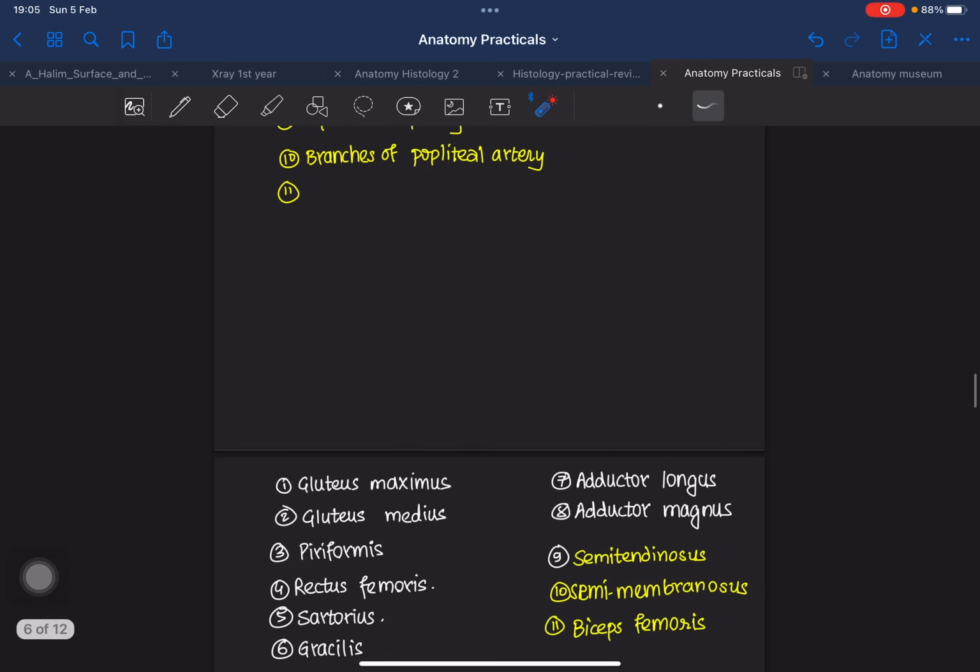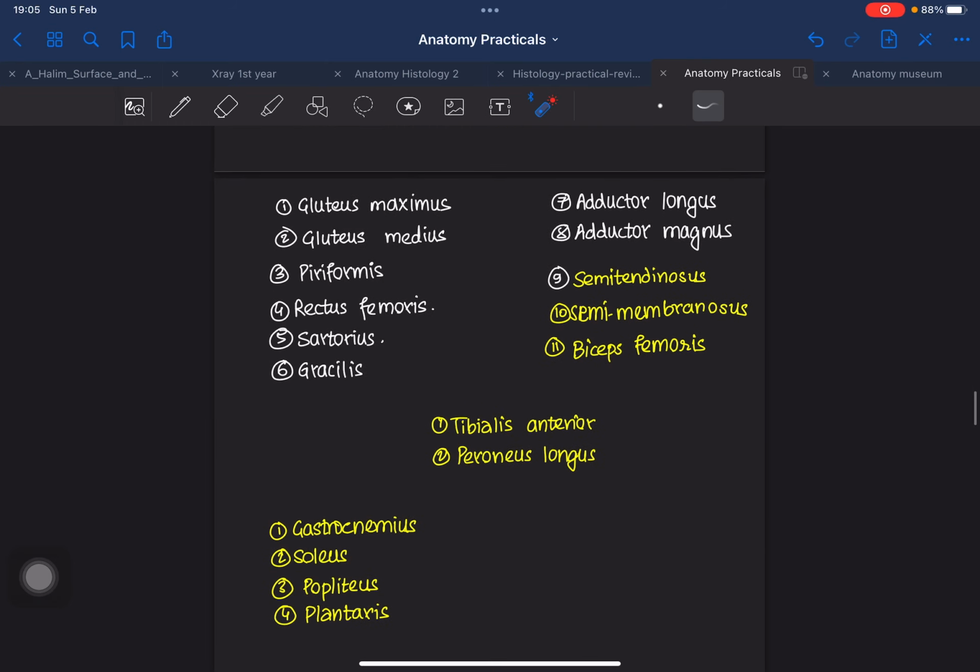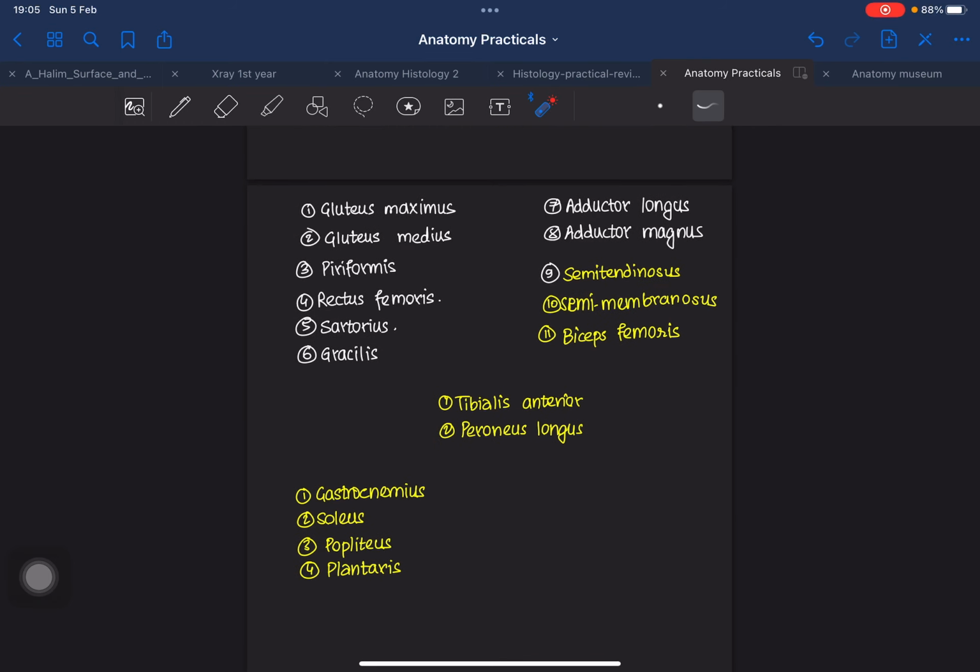Okay. Similarly, from the gluteal region and the posterior region of thigh, gluteus maximus is very important, all know it. Okay, gluteus medius is also very important. The origin, the insertion, piriformis, rectus femoris, sartorius is very important. Okay, it is potentially a sure question, very important.